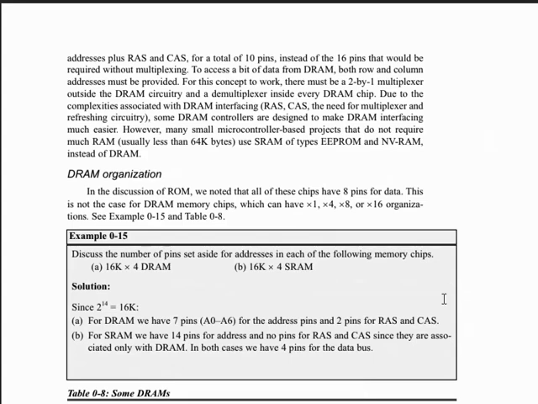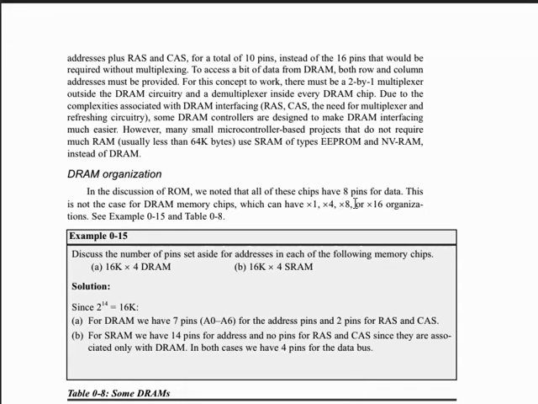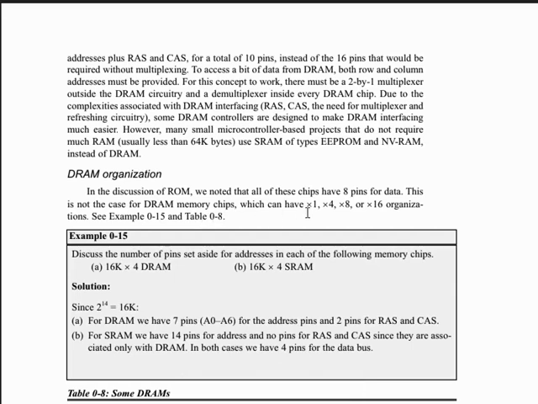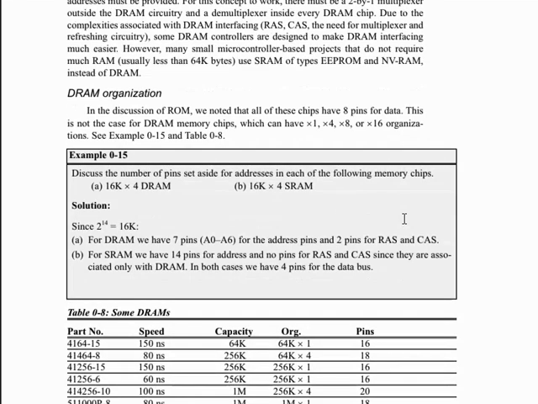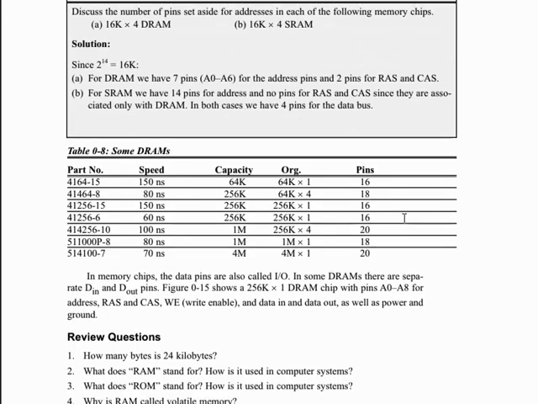DRAM organization. In the discussion of ROM, we noted that these chips have 8 data pins. This is not the case for DRAM memory chips, which can have 1, 4, 8 or 16 organization. From the table, we can see the speed, capacity and organization according to the pins.